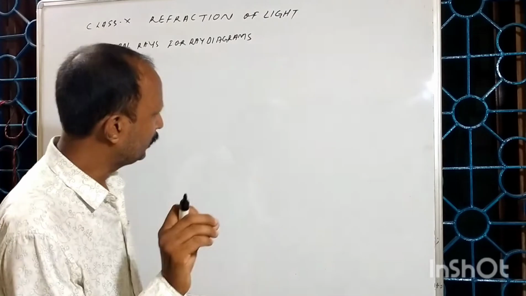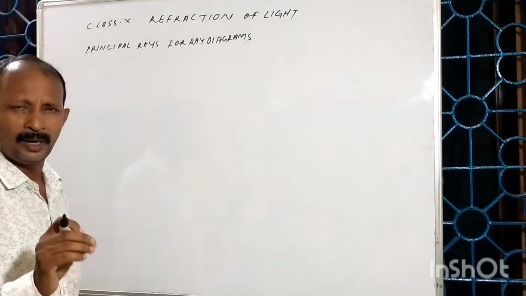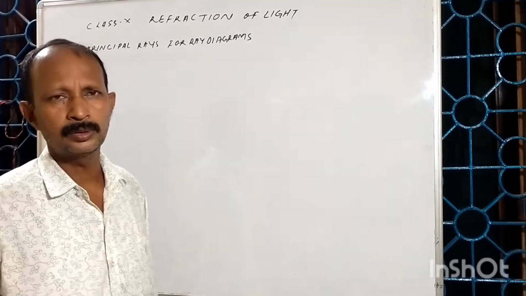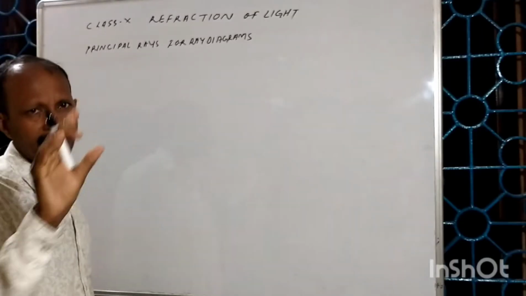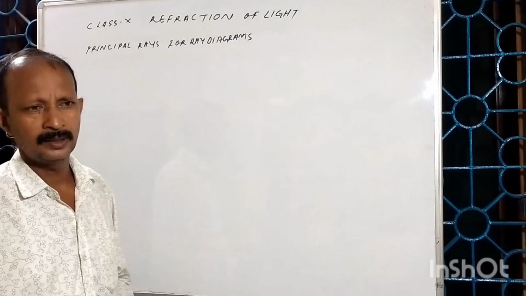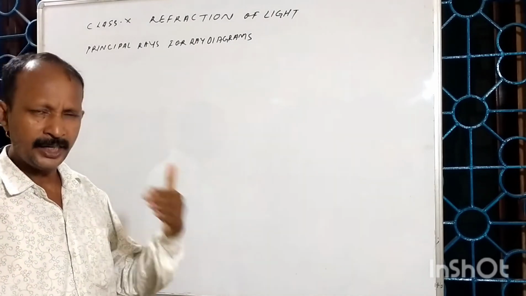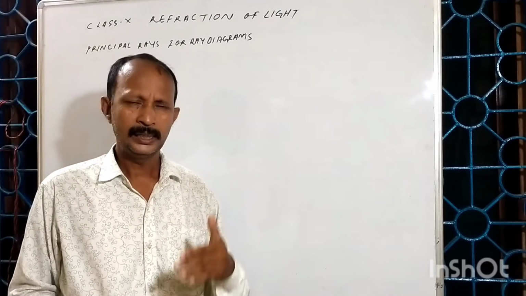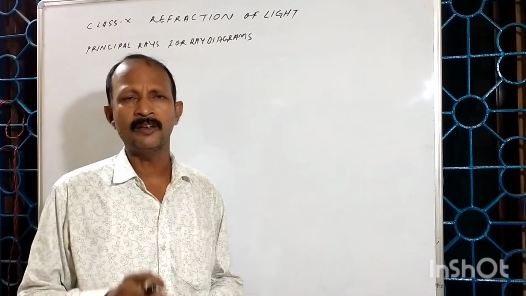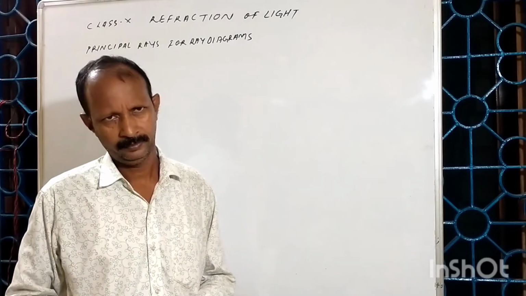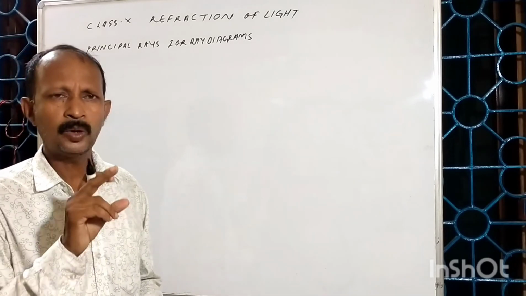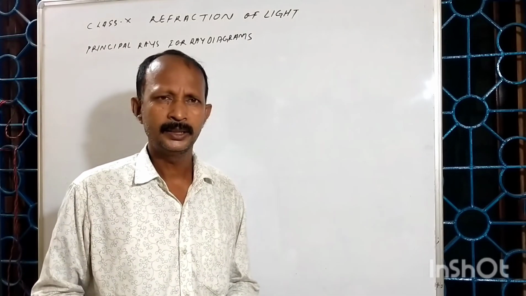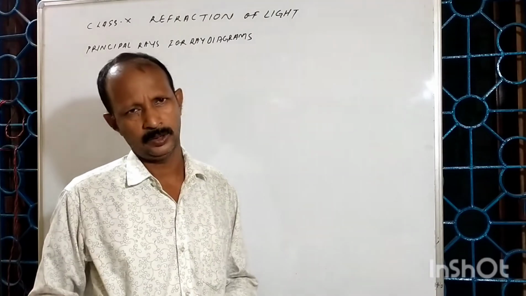So before drawing the ray diagram, I would like to say something about some principal rays for ray diagrams. That means the nature of certain light rays after the refraction. That means how the light rays behave after the refraction.